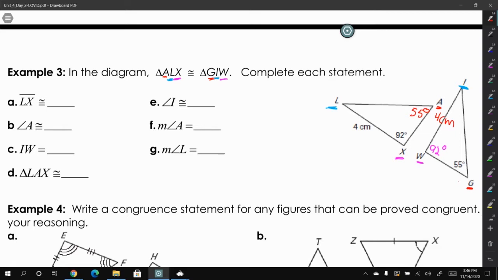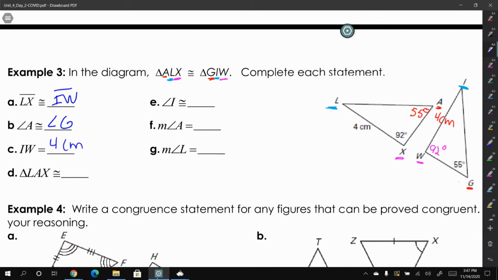So if we go and look at our questions, LX is congruent to what? Okay, so LX goes from the blue to the pink, so that means I must go from the blue to the pink in my second segment statement. So I got to go I, W. Angle A is congruent to angle G. I have them both underlined in red. IW, there's no segment bar over it, so that means I'm asking you for the length. Okay, so IW is 4 centimeters.